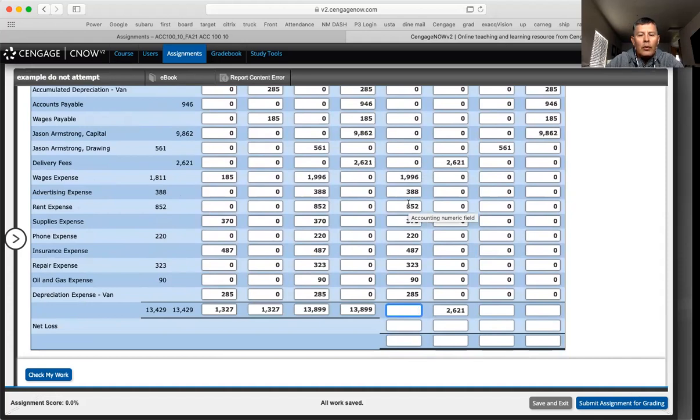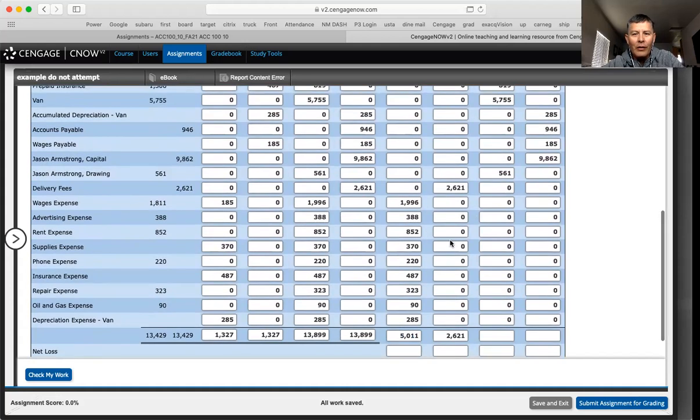1996 plus 388 plus 852 plus 370 plus 220 plus 487 plus 323 plus 90 plus 285 equals 5011. Okay, so notice there's a difference there between your income.